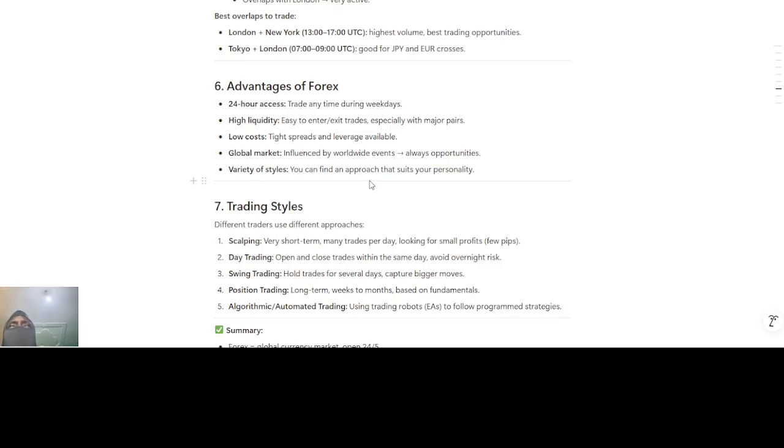Now, day trading is whereby you open and close trades within the same day. So you avoid overnight risk. So basically, you can hold a trade for 4 hours, 3 hours, 2 hours, the whole day, but you don't exceed the day. The moment the day is done, you're out of the trade.